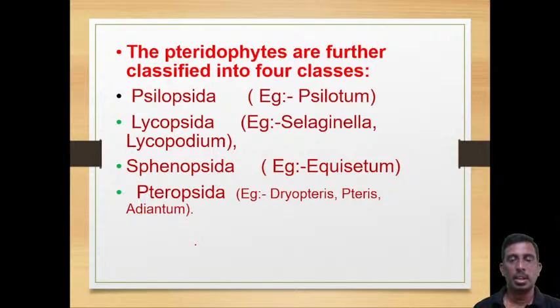Okay. So till now we have discussed the general characters of pteridophytes. And when you come to classification of pteridophytes, there are 4 classes: Psilopsida, Lycopsida, Sphenopsida, Pteropsida. Examples: Psilotum for Psilopsida; Selaginella and Lycopodium for Lycopsida; Equisetum for Sphenopsida; Dryopteris, Pteris and Adiantum for Pteropsida.